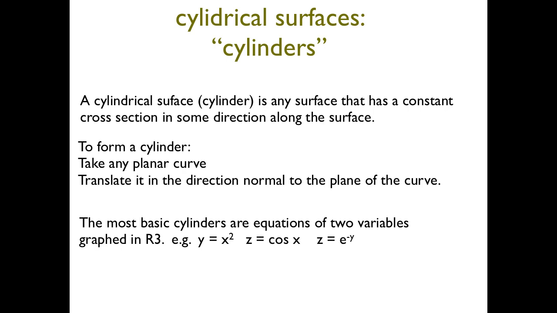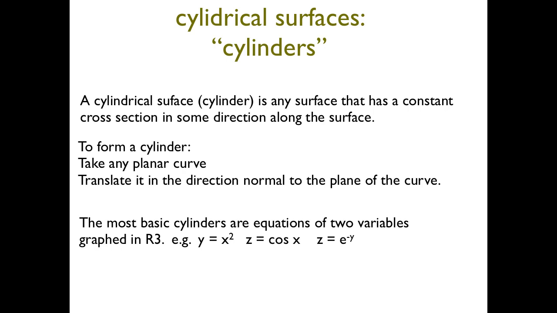Okay, so how would you form one? You just take any planar curve that you want, and then you translate it in the direction normal to the plane. So you take the curve in the plane and move it perpendicular to the plane that it started in, and that'll generate a cylinder. Make sense? All right, so the most basic ones, the easiest ones, are any equation of two variables graphed in R3, like y equals x squared, z equals cosine x, or z equals e to the minus y, where the missing variable is just allowed to be anything. That's our translation, and then you get a cylinder.